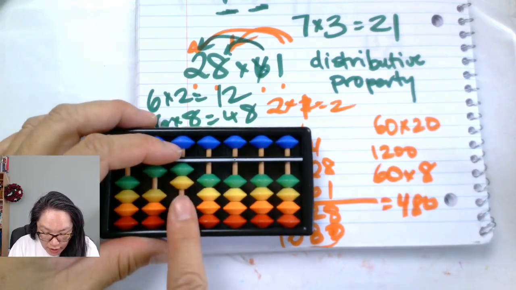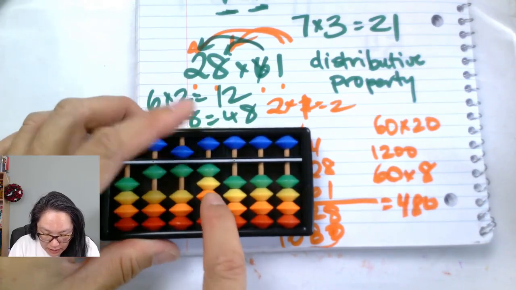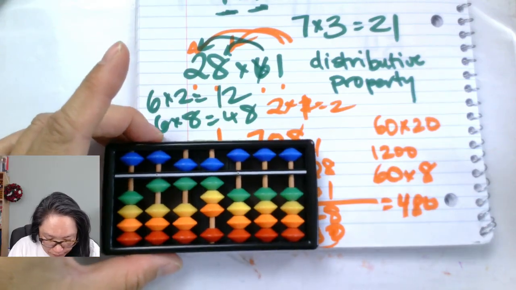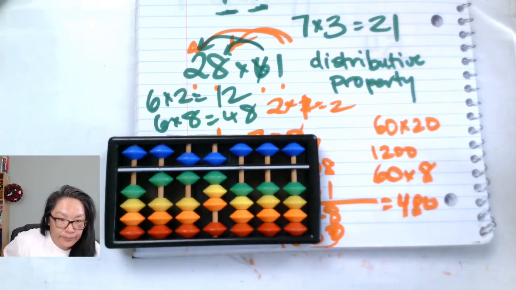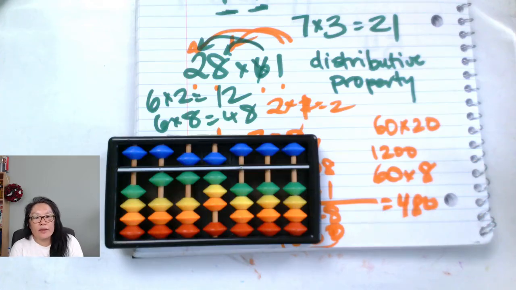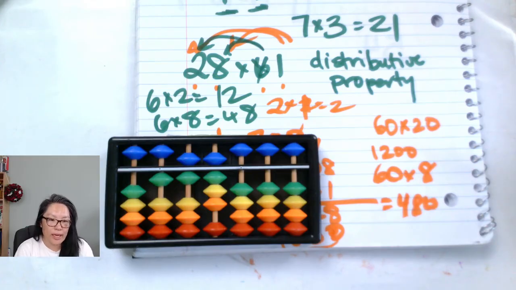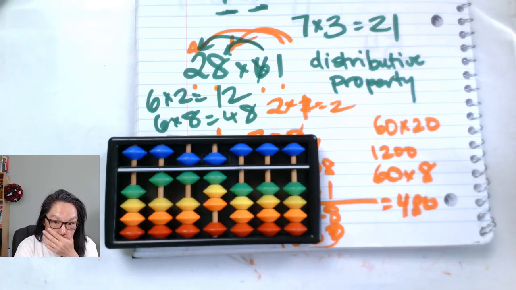480. I don't know if that's right. Should be, right? Yeah, that's right. But see, that's the difference between mainstream math and abacus, right? I don't need to do 480 because my abacus does it for me. I just keep moving it over, if that makes sense.